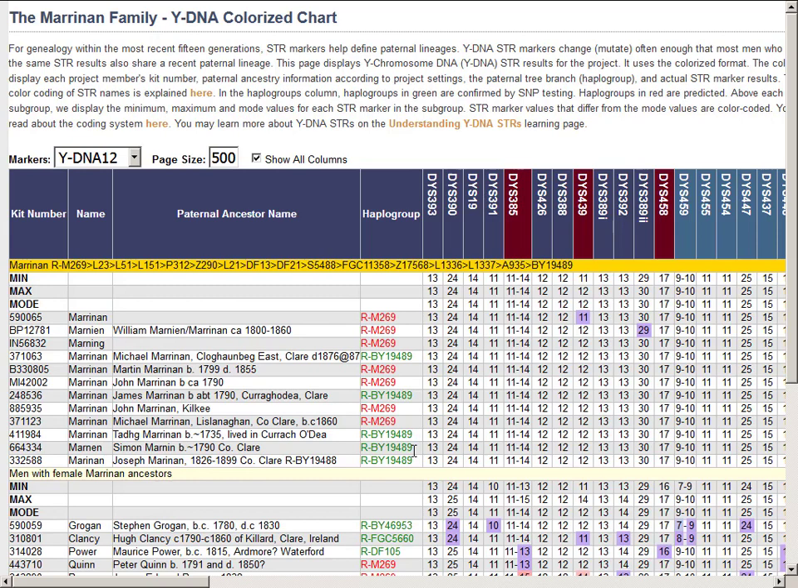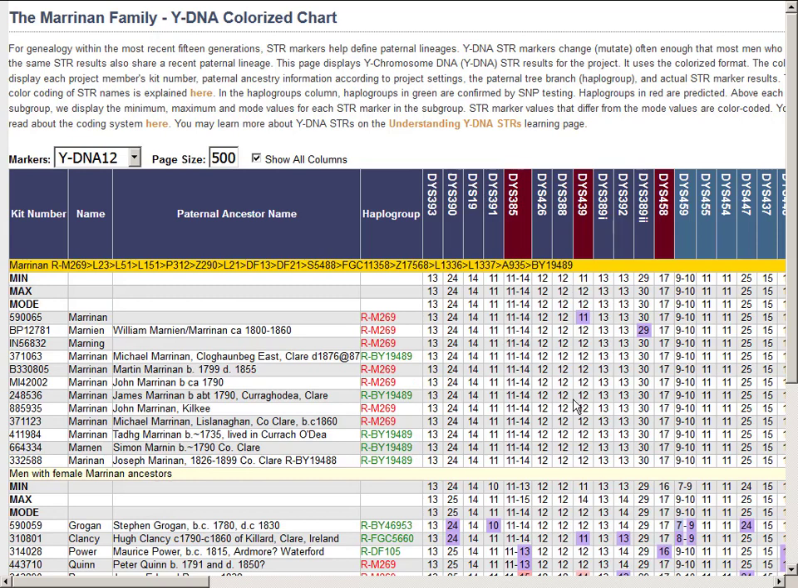Or we may find the other way around, someone with another surname that has that mutation, and that looks like two men with different surnames had the mutation 300 or 400 years ago. And that means the mutation came first and the surname DNA switch to Marnan came after the mutation.